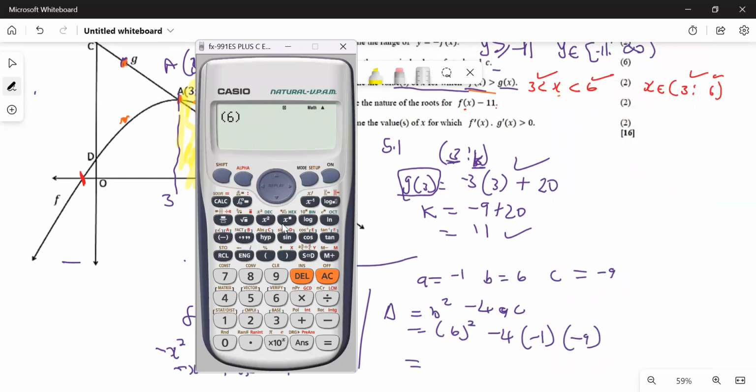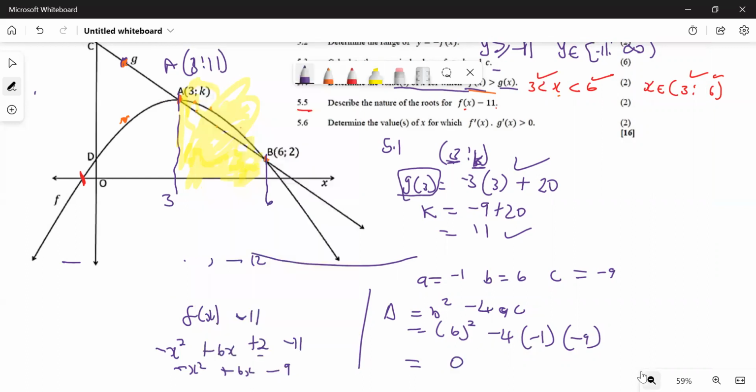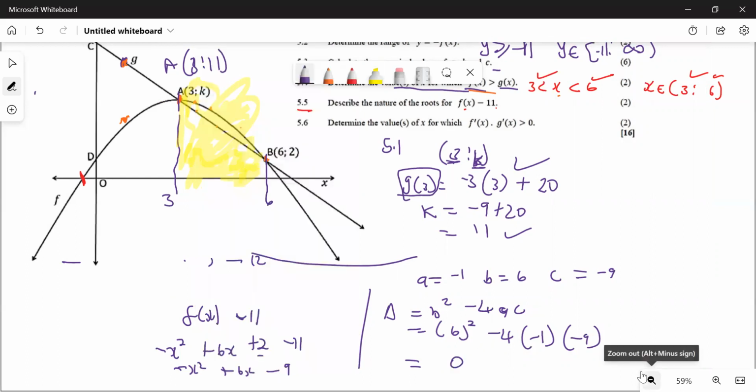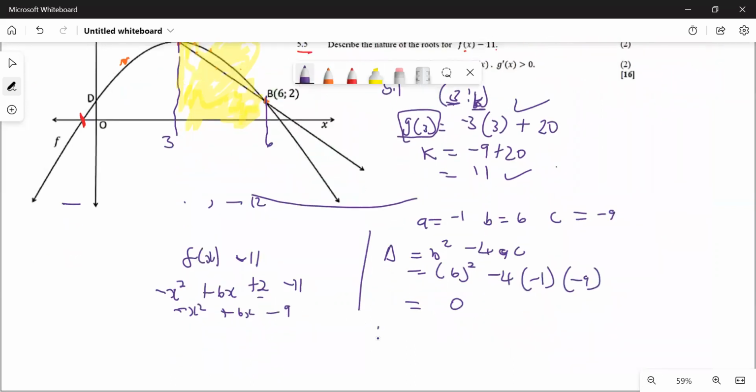So we have 6 all squared, minus 4 multiplied by minus 1 multiplied by minus 9, and you get 0 here. What are you going to say about the nature of the roots here? They are real, rational and equal. So we have roots which are real and equal. You could have said these are equal roots.